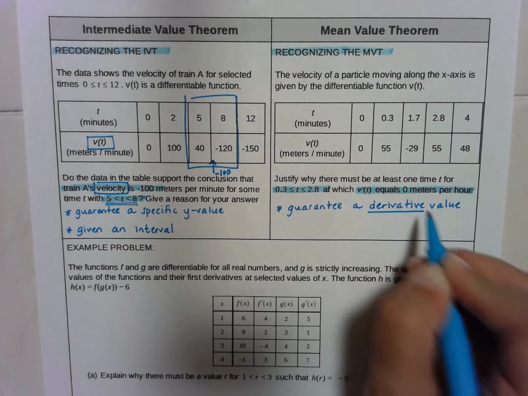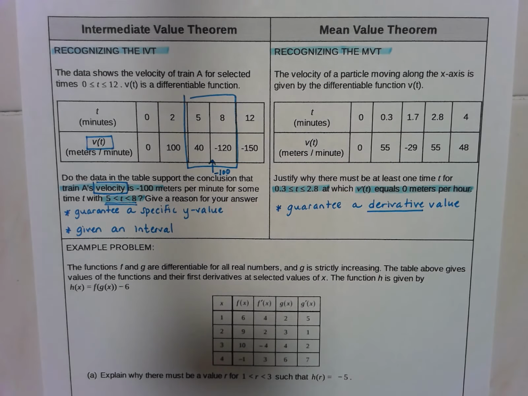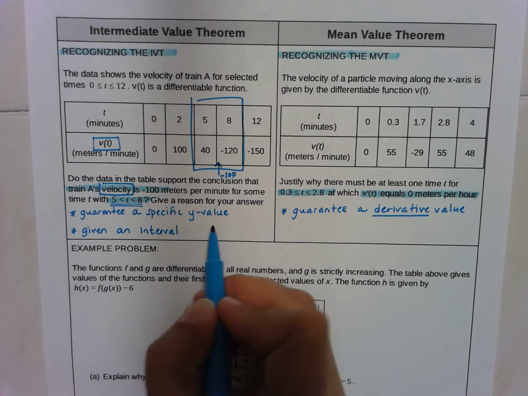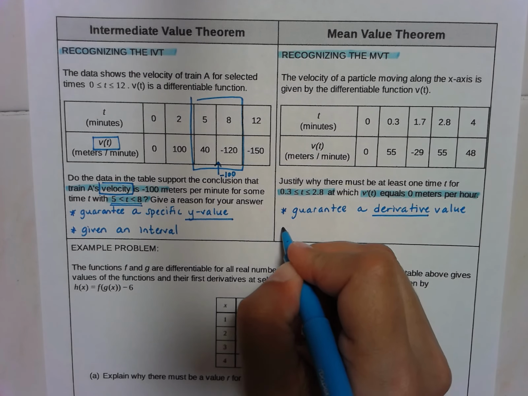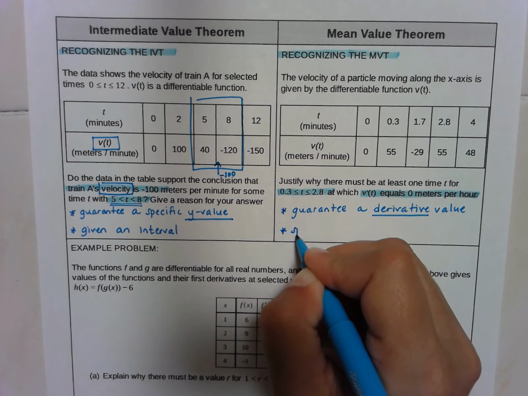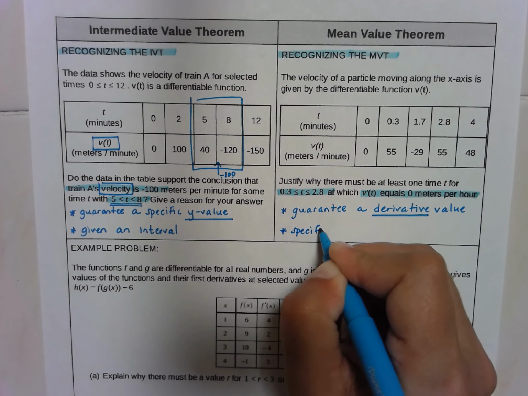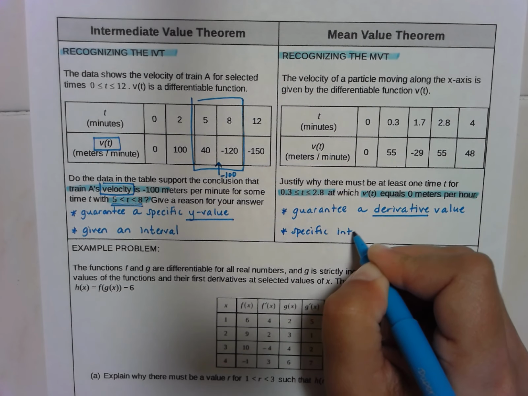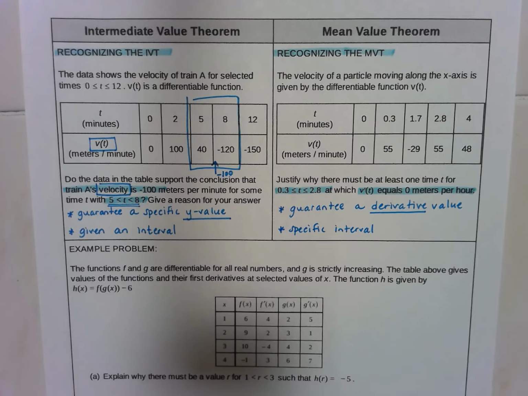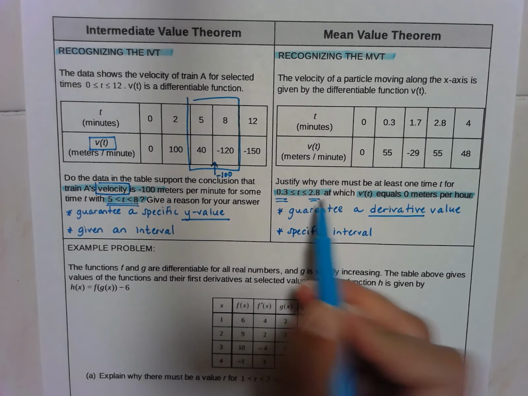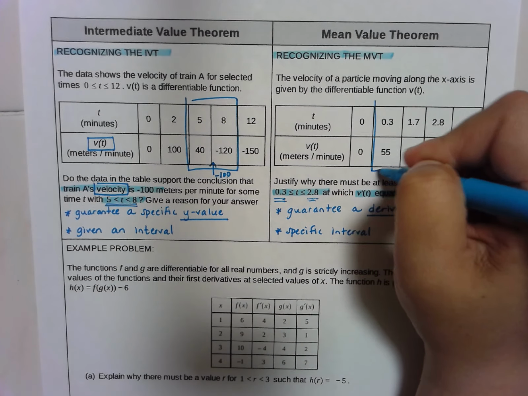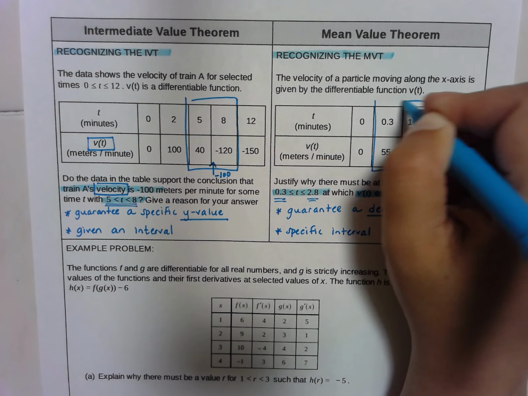And that's the difference. If we're being asked to guarantee a derivative, we use mean value theorem. If we're being asked to guarantee a y value, we're using intermediate value theorem. In both of these cases, we're going to be given a specific interval. Now, in this problem, we're looking specifically between 0.3 and 2.8, which is this interval right here.